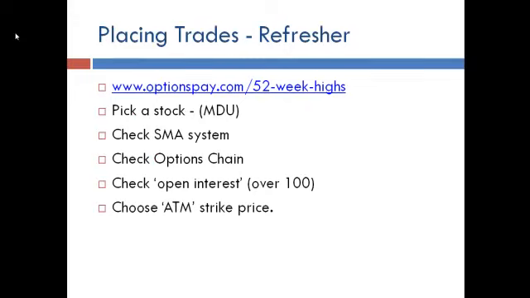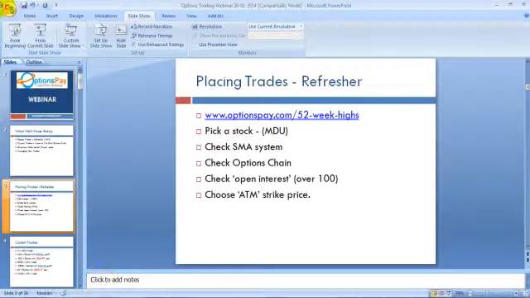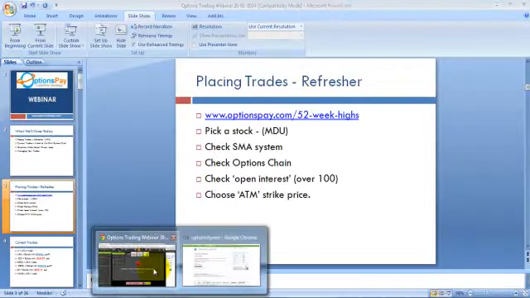So placing trades, you go to optionspay.com/52-week highs. You pick a stock, in this case MDU. You check the SMA system. You check the options chain. Check open interest, 100 or more is fine. Choose the at the money strike price. Okay, so let me quickly go online and take you through.